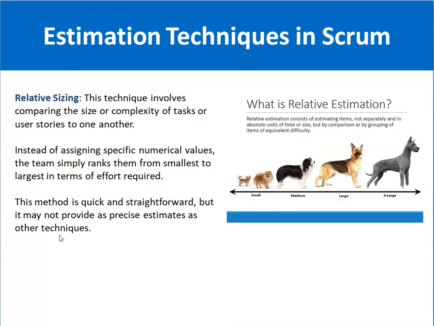Next is the relative sizing. Relative sizing means that you are comparing the size or complexity of the task or feature set with one another, and instead of assigning specific numerical values, the team simply ranks them from smallest to the largest in terms of efforts required. For example, you can say this is small based on the size, this is medium, large, and extra large based on the sizes.